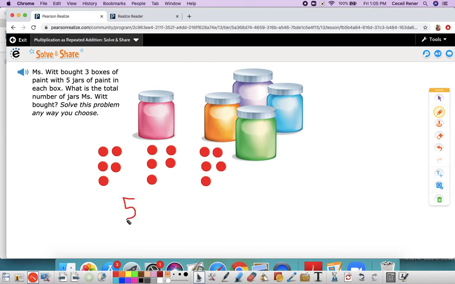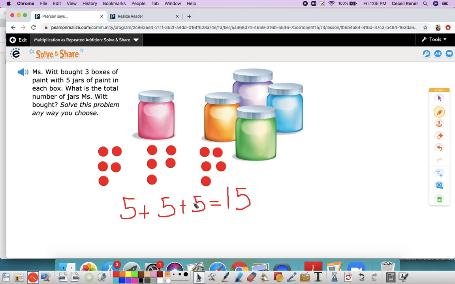5 plus 5 plus 5 equals what? 15. That is one way to figure this out, because I have 5 plus 5 plus 5 equals 15.